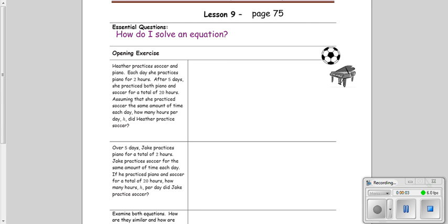Hello students, this is lesson 9 in module 3, writing and solving equations using if-then statements. Our essential question is, how do I solve an equation?